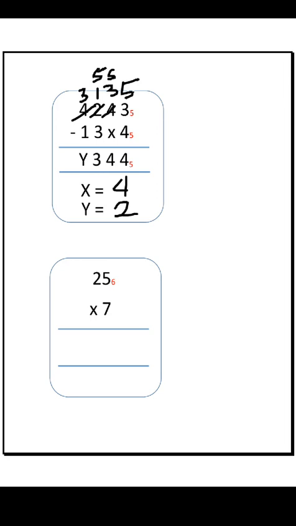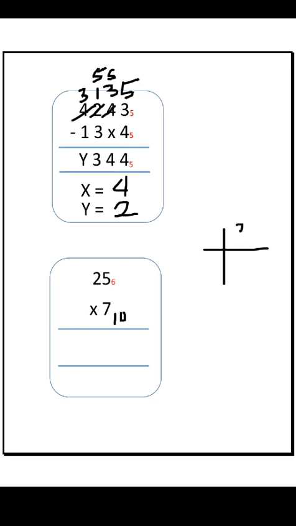Now, we want to look at this one. We want to multiply. I said the 7 is base 10 because it's not given a base. If the base is not written, it means it is base 10. We can do it directly. 7 times 5 is what? 35.